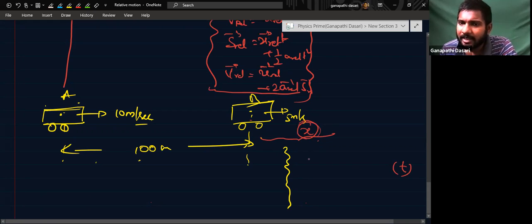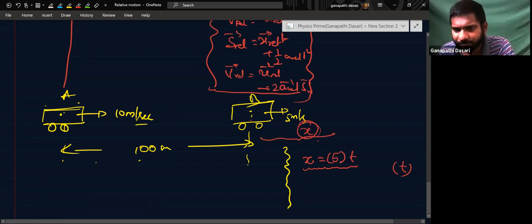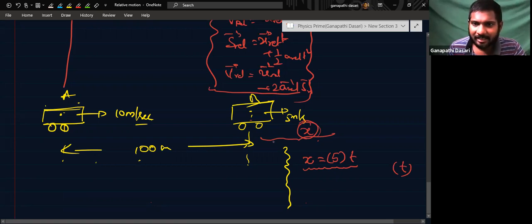That means B's distance should be equal to the velocity of B, that is 5 into t, isn't it? Do you accept this? Distance is equal to velocity into time, constant velocity it is going. Next, in the same time, A should travel how much? 100 plus x. Then only it can meet B or not.